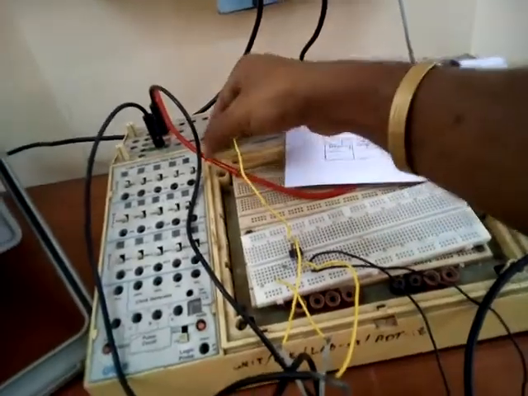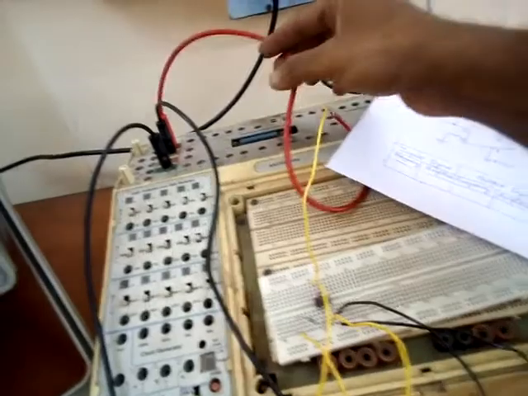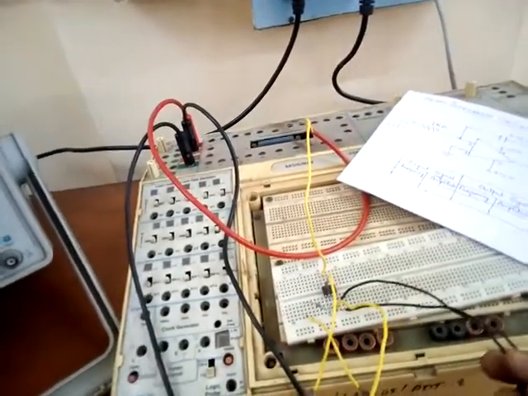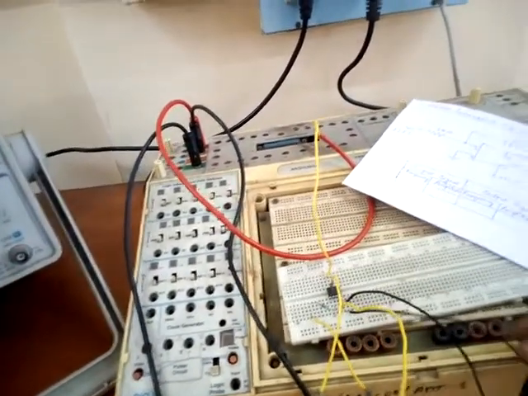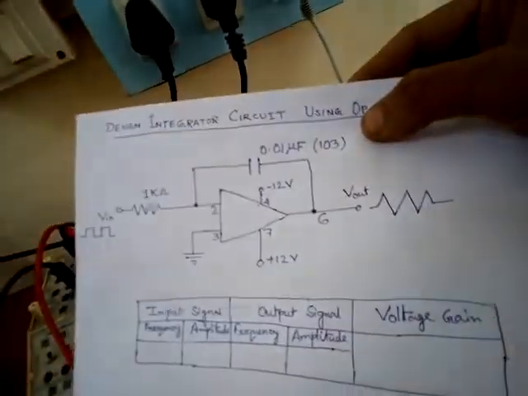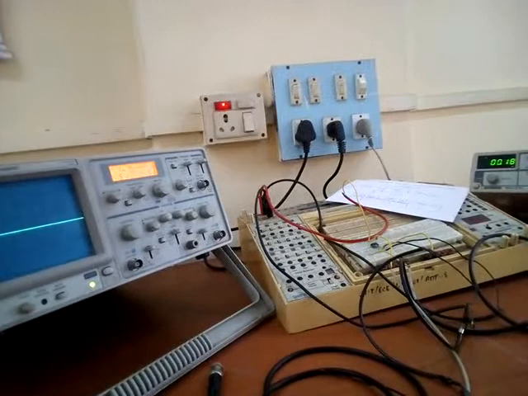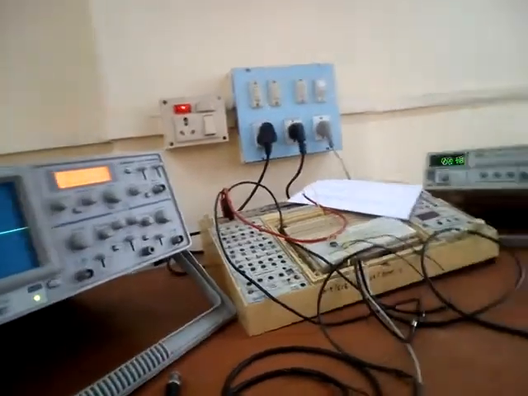Next, pin number 7 is connected to plus 12 volt. Pin number 4 is connected to this one, minus 12 volt. Pins 2 and 6 are shorted by the capacitor, 0.01 microfarad, 103. This one, 2 and 6 shorted. So now check the circuit.